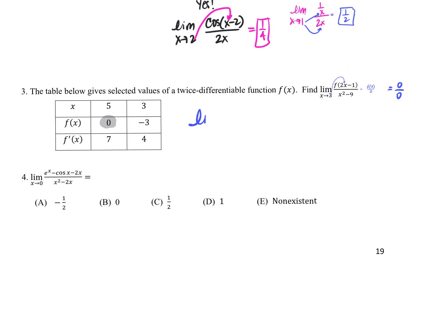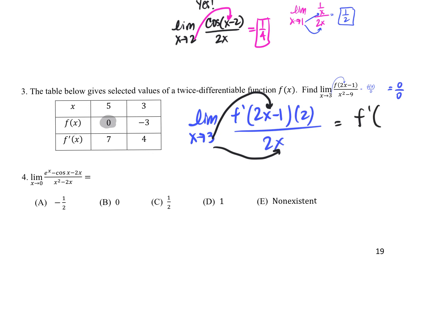Okay. So we're going to say, all right, what's the limit as x approaches 3? What would be the derivative of the top one? Be careful. Derivative of the outer, f prime. What do we do with the inner? Leave it. Keep it. Love it. Times the derivative of the inner, 2, all over the derivative of the bottom one, 2x. Okay. Plug it in again.